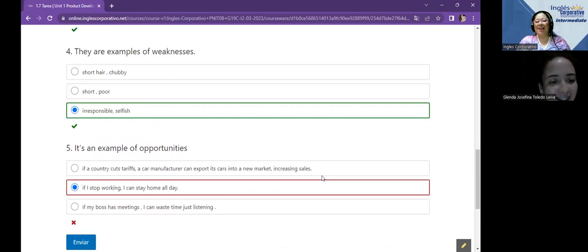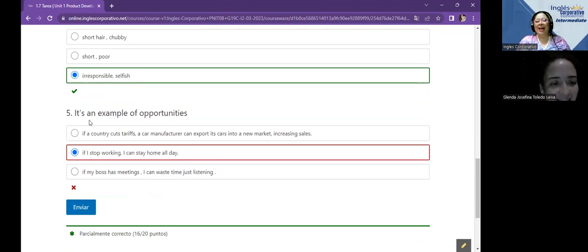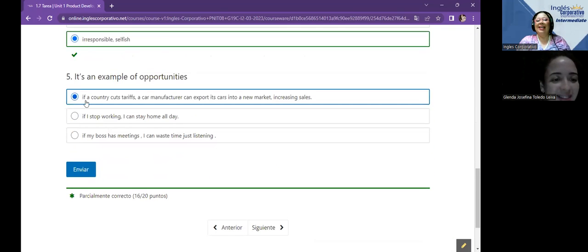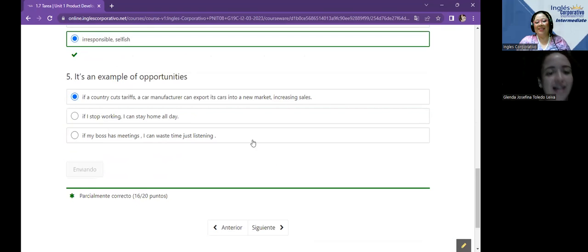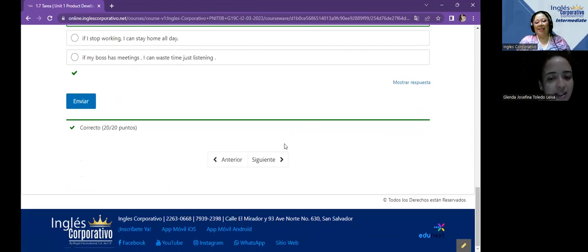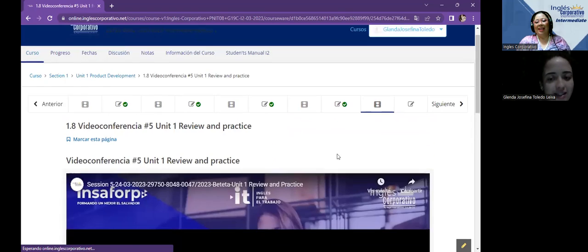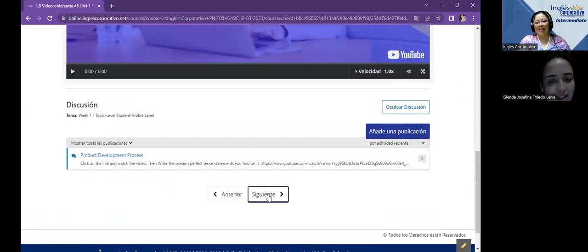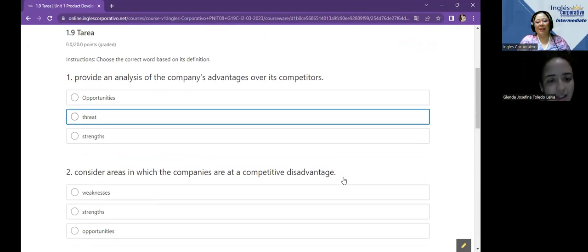I know it. Number five is not correct. Okay. A ver, opportunities. Una oportunidad sería que... Es que estaba pensando aquí en el gym. Ah, ok, no. Aquí es exactamente. There you go. There we are. Okay. And the last one. Ahí nos falta una, ¿verdad?